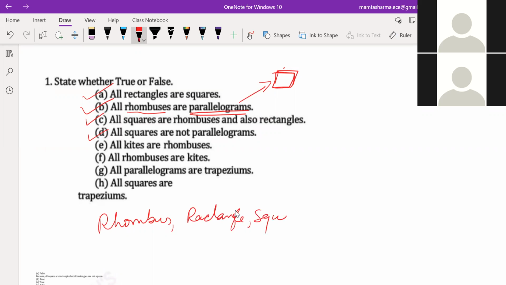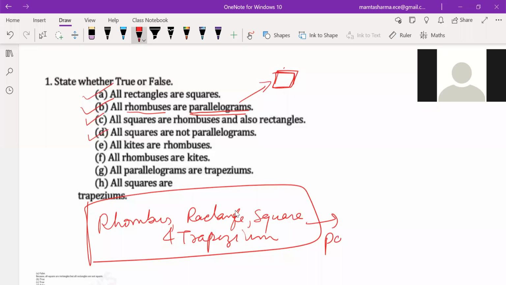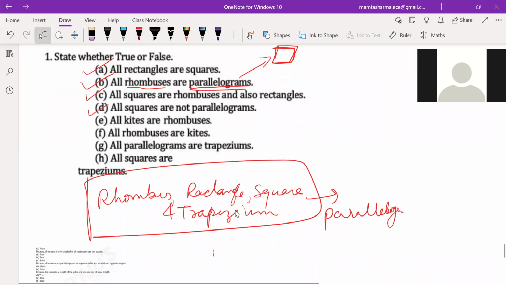square, trapezium, they all are parallelograms only. They are of parallelogram. Only kite is not a parallelogram. Kite is different. Kite is not a parallelogram.